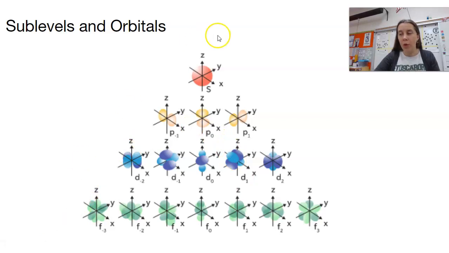Okay, so an orbital, just for definitions, is a space where we can put 2 electrons, all right, and a sublevel is like it sounds, a level within the major energy level where there are orbitals that have the same energy. Okay, so a sublevel could have 1 orbital, or 3, or 5, or 7.